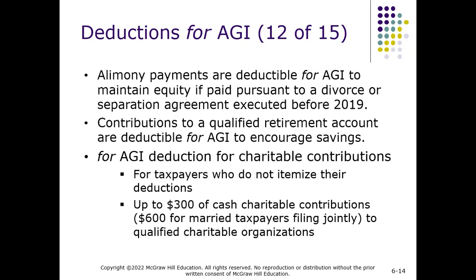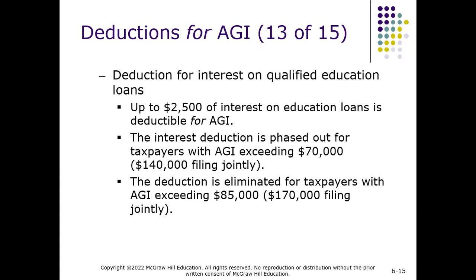the IRS allowed us to deduct an additional $300 of cash charitable contributions as a deduction for AGI if we did not itemize our deductions. $600 for married taxpayers filing jointly. In 2021, it's a from AGI deduction, and we'll be looking at that. So you're aware of that.